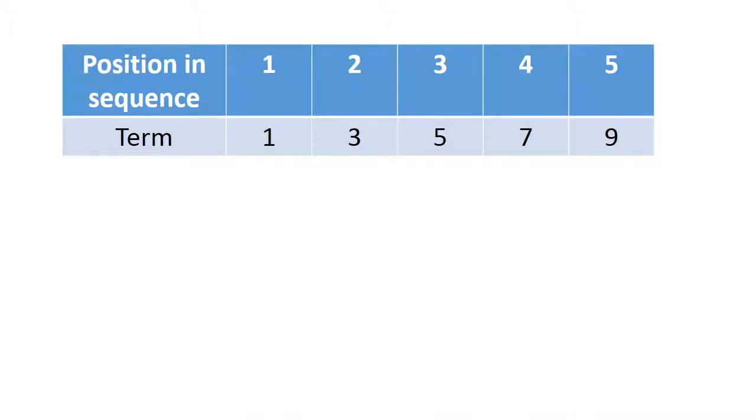Numeric patterns, let's look at another one. We have again position 1, 2, 3, 4, and 5, and then we have term 1, 3, 5, 7, and 9. What happens from 1 to 3, from 3 to 5, from 5 to 7, plus 2.